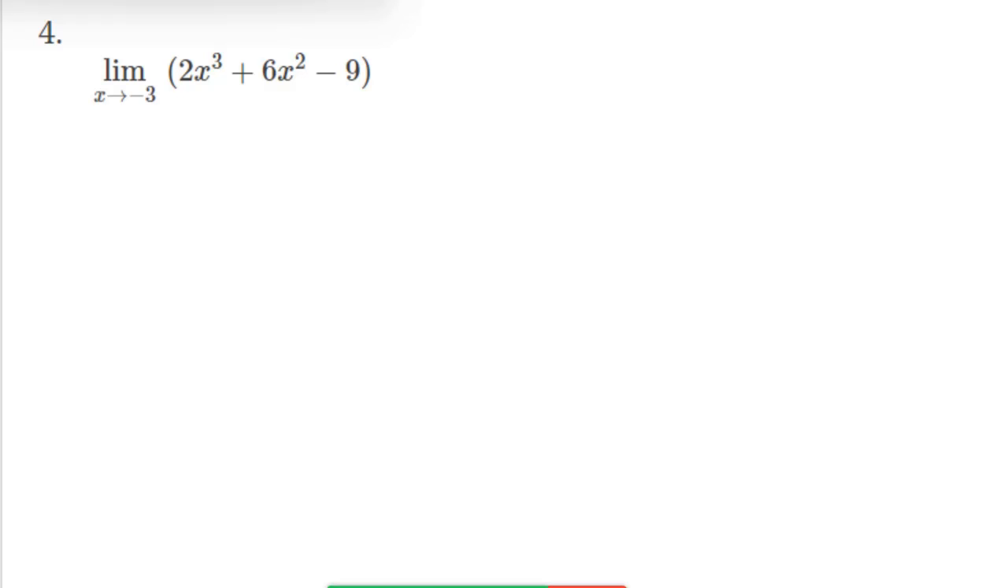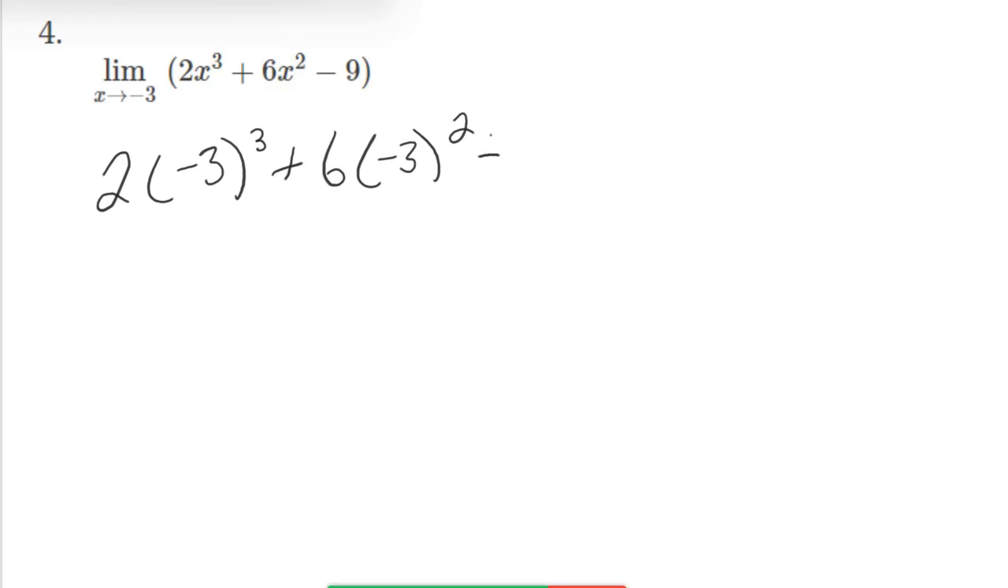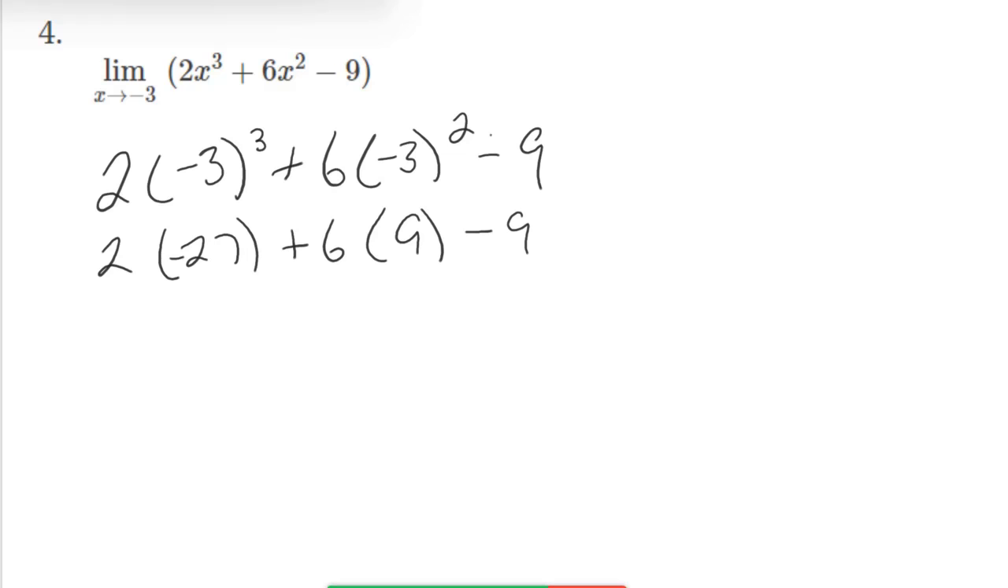So this one, we're just plugging it in. So I've got 2 times negative 3 to the third plus 6 times negative 3 squared minus 9. And if we were breaking it all out, that's exactly what would show up anyway. So we got 2 times negative 27 plus 6 times 9 minus 9. Negative 54 plus 54 minus 9. So the answer is negative 9.